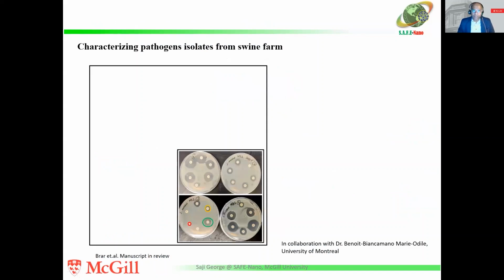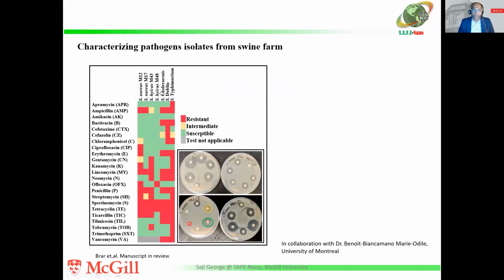We characterized a small library of Staphylococcus aureus as well as Salmonella that were isolated from swine, and that was in collaboration with Dr. Mary O'Dale from University of Montreal. And these bacteria were characterized for their antibiotic resistance using a panel of antibiotics that are usually used in farming. And we identified all of them are multi-drug resistant, and especially look at this Salmonella typhimurium, which is resistant to almost all of those antibiotics that we tested.